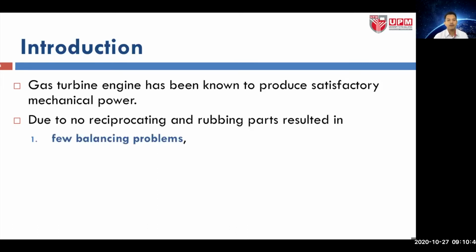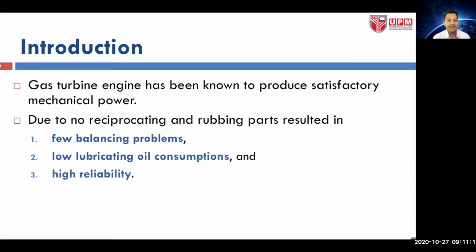The first one is few balancing problems. We know that when you have no rubbing parts, you do not have reciprocating parts, in terms of frictions, right? So you will end up having fewer balancing problems. And at the same time, you will also have low lubricating oil consumption and high reliability. So we know that gas turbine engine is of course expensive, but you can rely on it. It has a very high reliability.